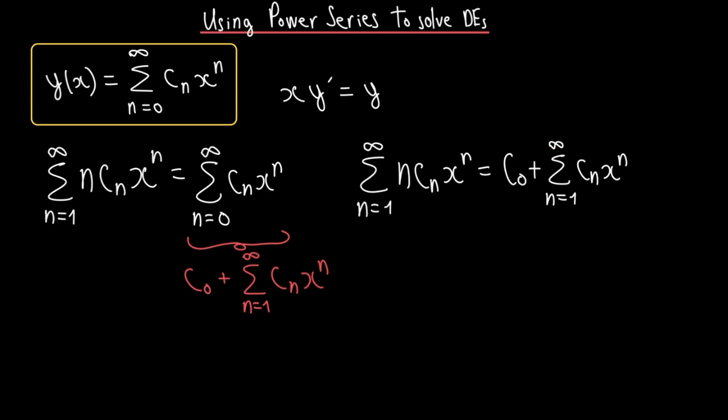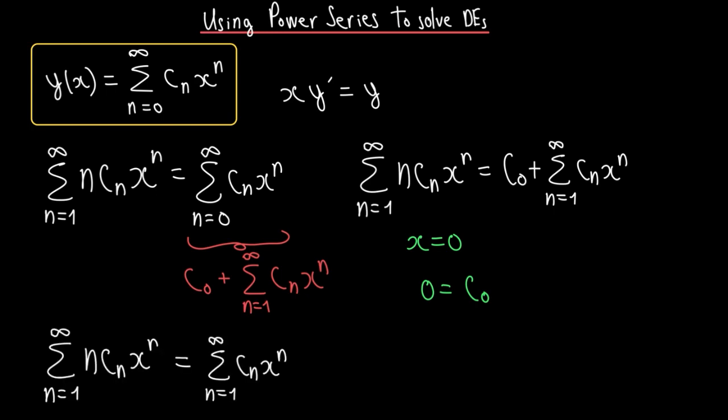But notice that if we plug in x equal to 0, this would mean that we have 0 is equal to C0. And therefore, we have the expression for our first coefficient in our power series solution. And therefore, this simplifies to this equation. And the coefficients that multiply x to the power of n have to be equal to each other. So n times Cn has to be equal to Cn.